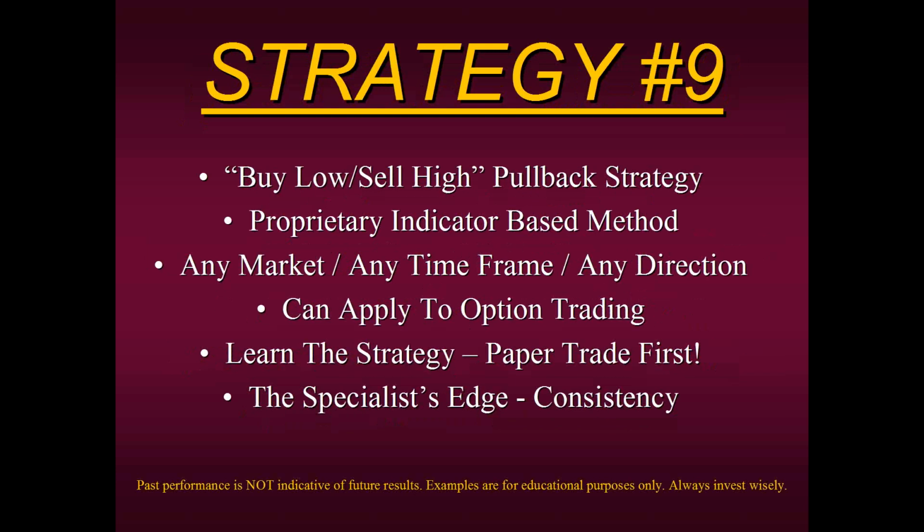If you're an option trader, strategy number 9 is ideal for option timing because you're buying at lower levels and selling short at higher levels. So the premiums won't be as expensive as buying them when they break out.